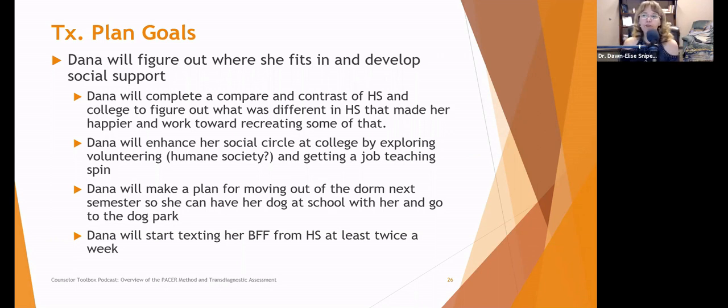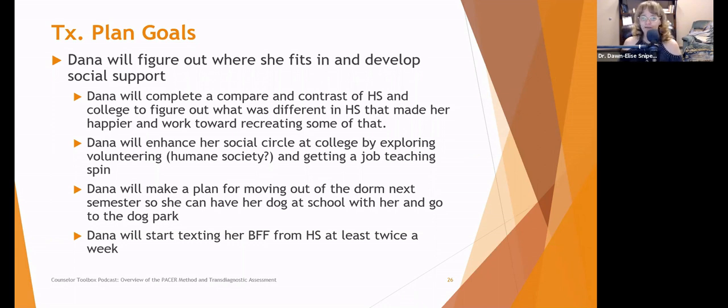Dana will make a plan for moving out of the dorm next semester so she can have her dog at school with her and go to the dog park. Well, there's a plan, and that means she has to talk to her parents and figure out how they're going to pay for it and all that kind of stuff. If they expect her to make up the difference or whatever that is. But she seems very clear that that's one thing that she really needs to do for next semester. So encouraging her to start making a plan and figuring out what needs to happen for her to be able to move out.